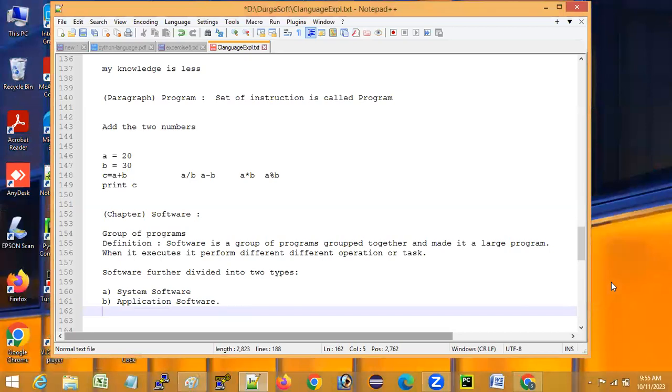As I said, the software is a group of programs. Here they are divided into two types. One is called system software. Another one is called application software.